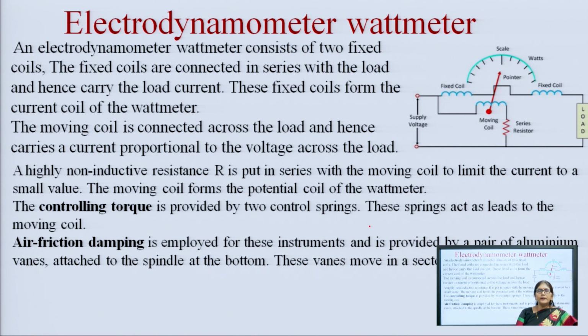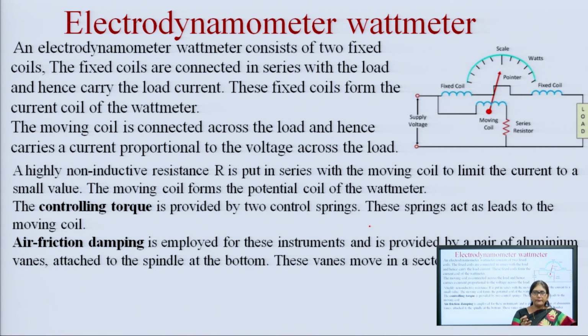The moving coil is connected across the load, and we want very little current to flow through the moving coil, and it carries a current which is proportional to the voltage across the load. The fixed coil is the current coil of the wattmeter, and the moving coil is the voltage coil of the wattmeter, and a very high non-inductive resistance R is placed in series with the moving coil to limit the current.